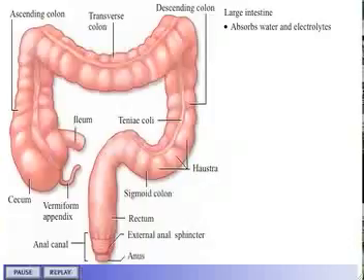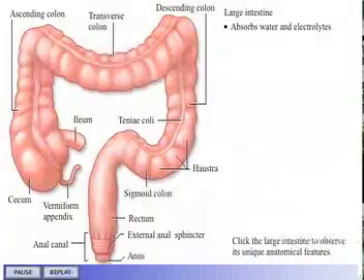The small intestine delivers chyme to the large intestine. Water and salts are absorbed from the chyme as it progresses through the large intestine. Bacteria normally present produce some vitamins that are also absorbed. Click the large intestine to observe its unique anatomical features.